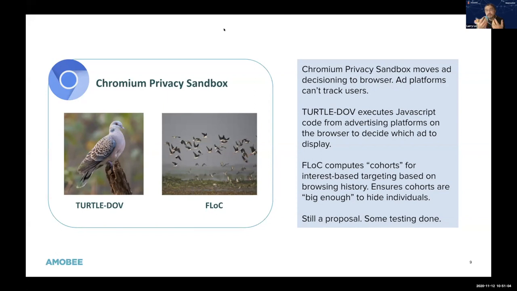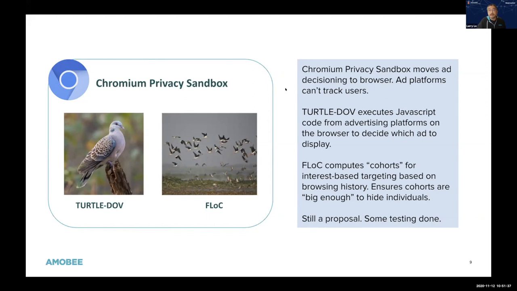There's something else called FLoC, or Federated Learning of Cohorts. It computes cohorts for interest-based targeting based on your browsing history, so your Chrome would be learning from what you're doing on the web. Not that Google isn't doing that already, but it's not doing it explicitly in your browser. They ensure that cohorts are big enough to hide individuals, which is a good idea. This is still a proposal. They've done some testing and claimed to have some really good results, but TBD.